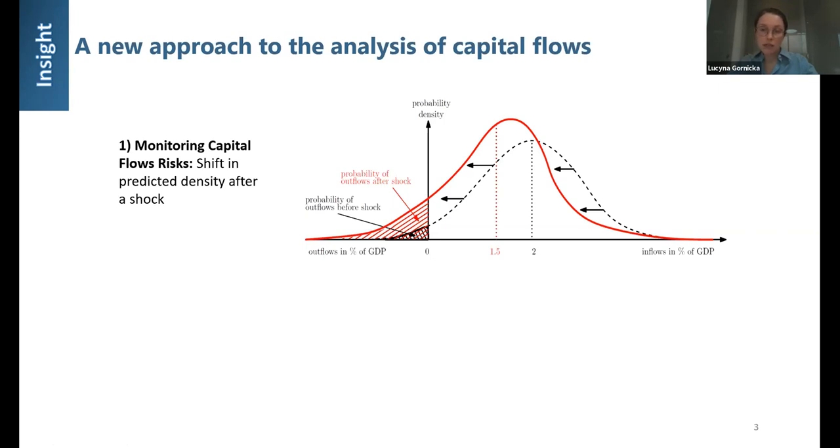Now the red density function shows the subsequent state following some adverse global shock, let's say, which leads to a shifting of the entire distribution of flows to the left. So the outlook for flows deteriorates, the median declines, and also the probability of net outflows increases, as reflected in this larger dashed area to the left of zero.